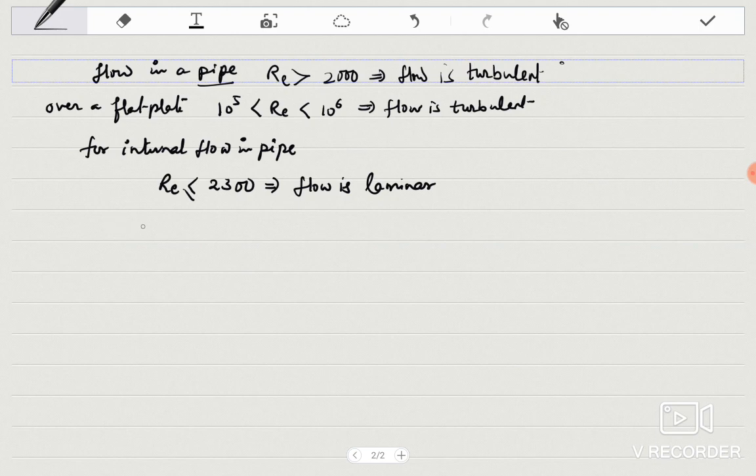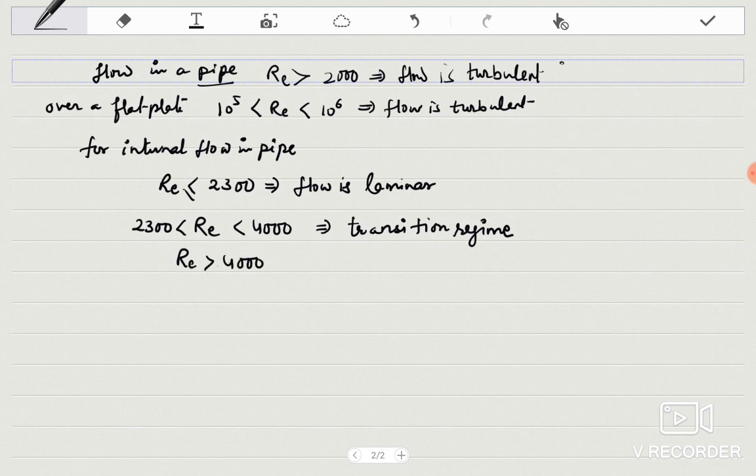Okay, and if Reynolds number lies between 2300 to 4000, then this is the transition phase. That means now your laminar flow is preparing to be converted into turbulent flow. So this is the transition phase, and as your Re becomes greater than or equal to 4000, the flow becomes turbulent.